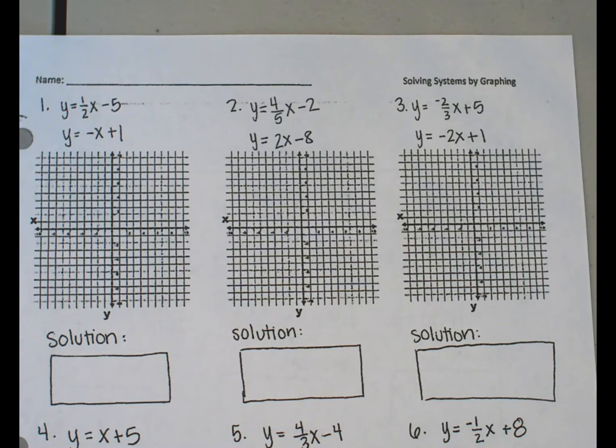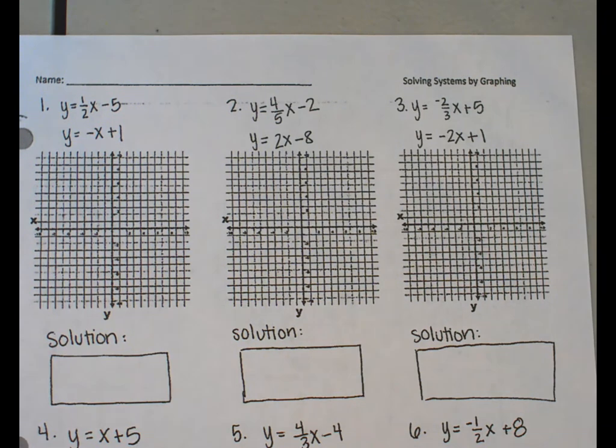So remember, when we're solving by graphing, the goal is just to graph both lines on the same graph, and where the two graphs intersect, where they cross, is our solution. So we're just going to graph both lines like we would normally graph, but just on one coordinate plane.